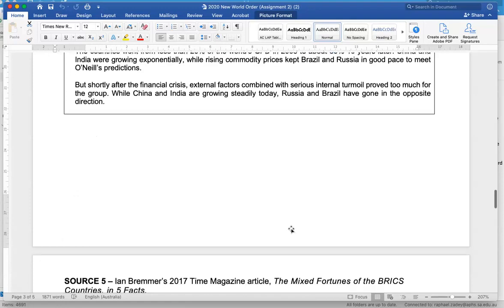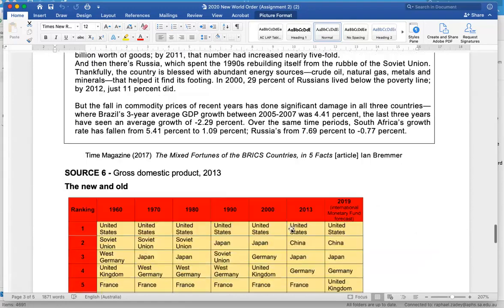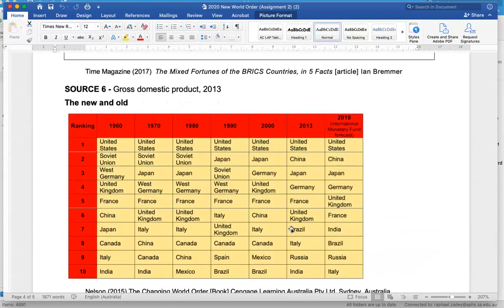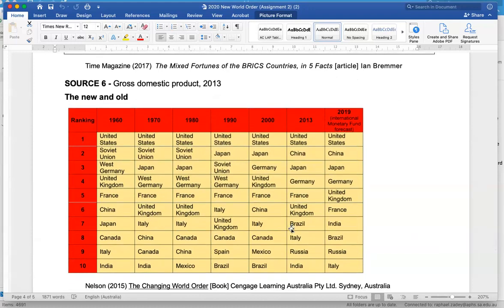Source 6 reveals that it will be more difficult for the New World Order to replace the old system, because we can see that countries like the old system, as opposed to countries of the New World, BRICS if you like, retain their power. So while China has grown, the United States, Japan, Germany, France and the UK, swapping positions at 5 and 6, have retained their power and their dominance.